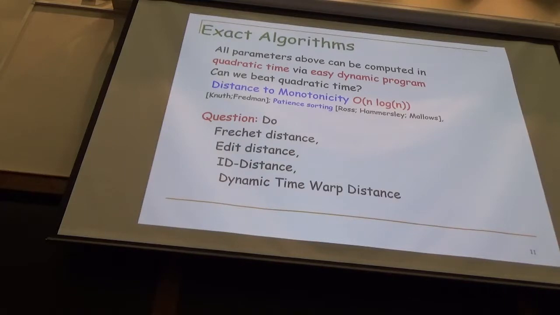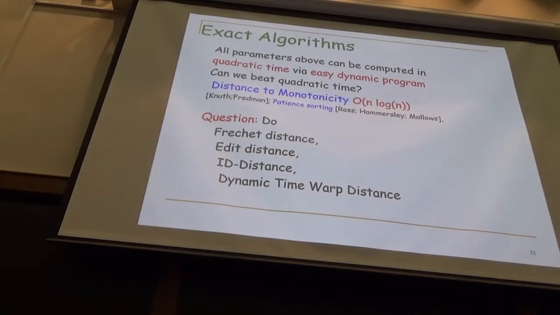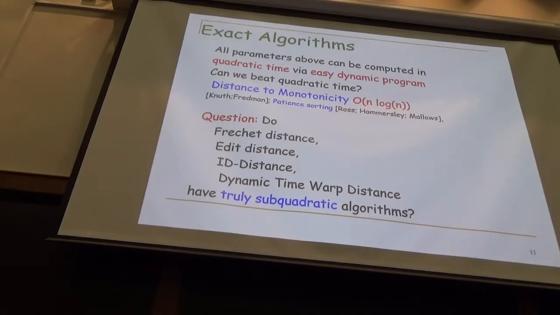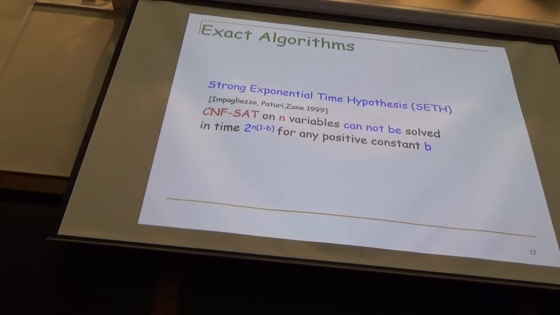And the question is, well, do any of these problems have truly subquadratic algorithms? When we talk about truly subquadratic, there is literature in which people have taken the n squared algorithm and saved a log n factor, a log squared n factor, and that's nice work. But when we're talking about truly subquadratic, we mean actually lowering the exponent from 2 to something like 1.9. Any constant strictly less than 2. Okay, so a short detour.